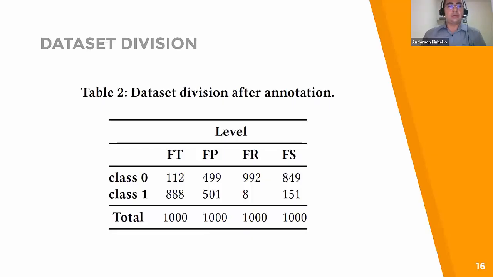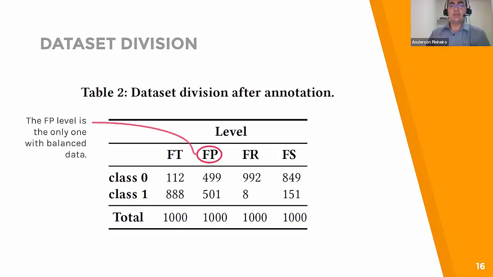This table shows the dataset division, and the FP level is the only one with balanced data. The FR level, which is about self-regulation, had only 8 feedback examples out of a total of 1,000 feedbacks, which is not enough to fit a machine learning model. Then we didn't use this level.